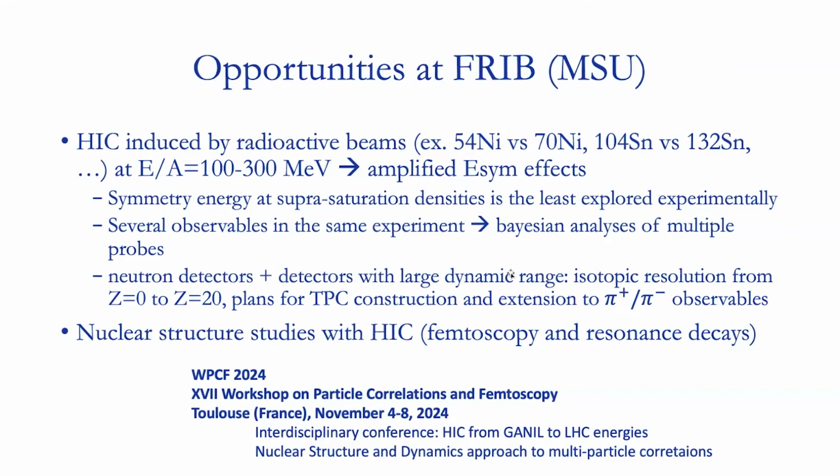And as I was mentioning before, at the moment it is the only laboratory where you can do experiments with detectors that have a large dynamic range. That means having isotopic resolution from Z equal 0, neutrons, up to Z equal 20. And there are also a lot of TPCs to extend these isospin effects even to pions and detect pi plus and pi minus. So there is a lot of work and a lot of good opportunities. I don't have time to go into that. As I said at the beginning of my talk, you can use nuclear structure studies by looking at resonance decays and invariant mass spectroscopy.